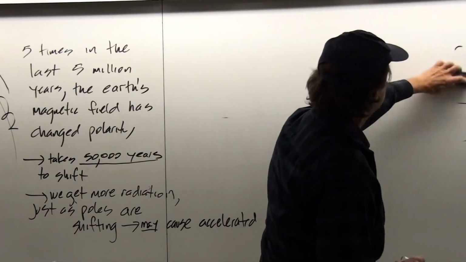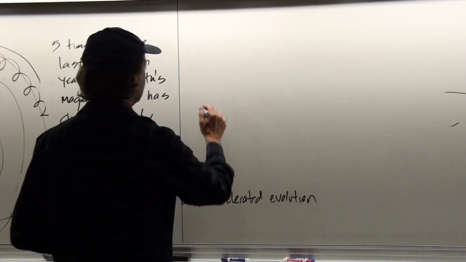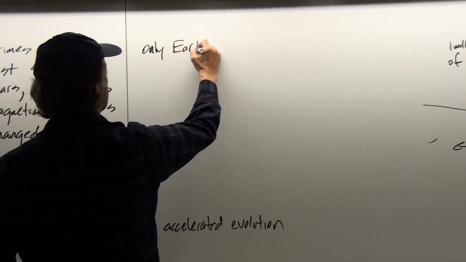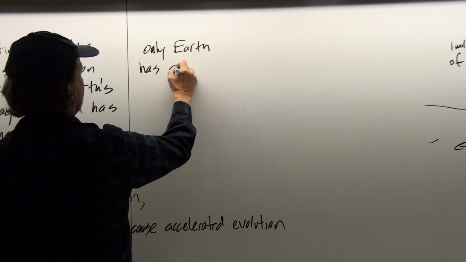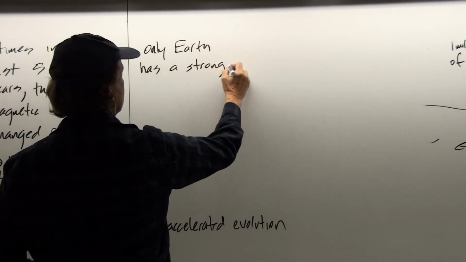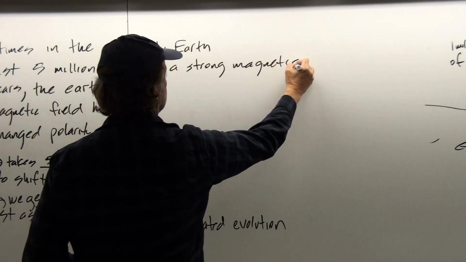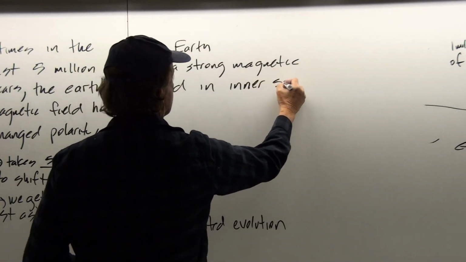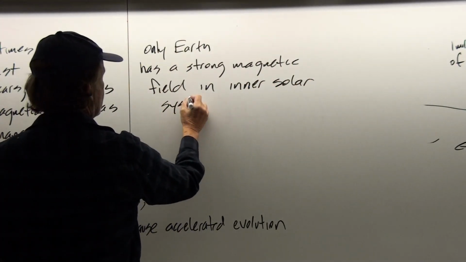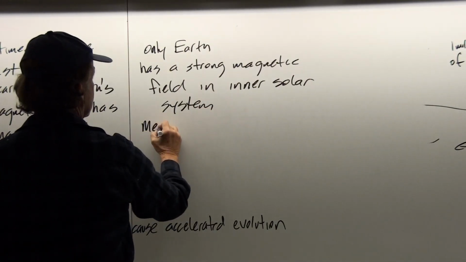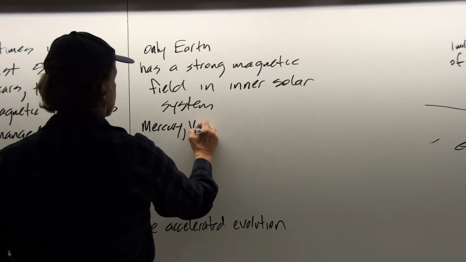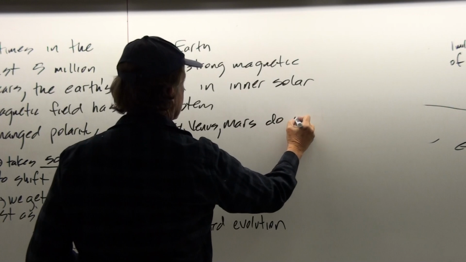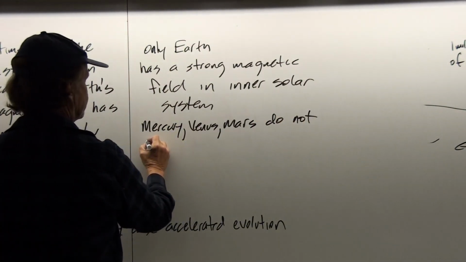When we look at the other planets in the inner solar system, none of the other planets have a strong magnetic field, only the Earth has a strong magnetic field in the inner solar system. In other words, Mercury, Venus, and Mars, our companion inner worlds, do not have strong magnetic fields.